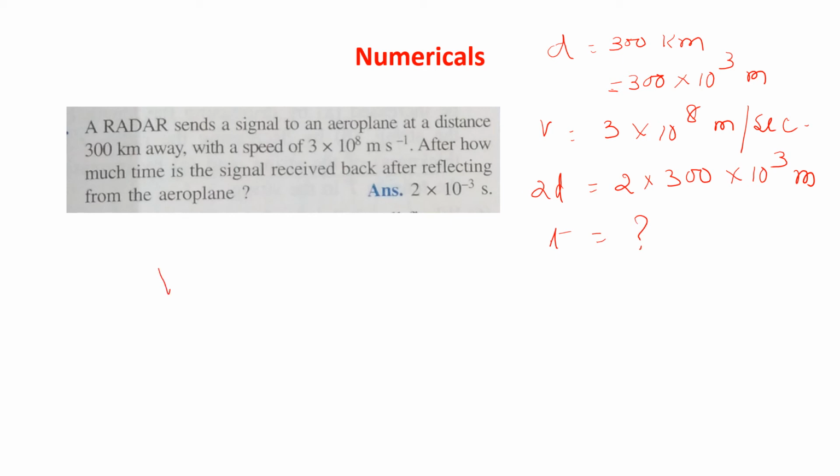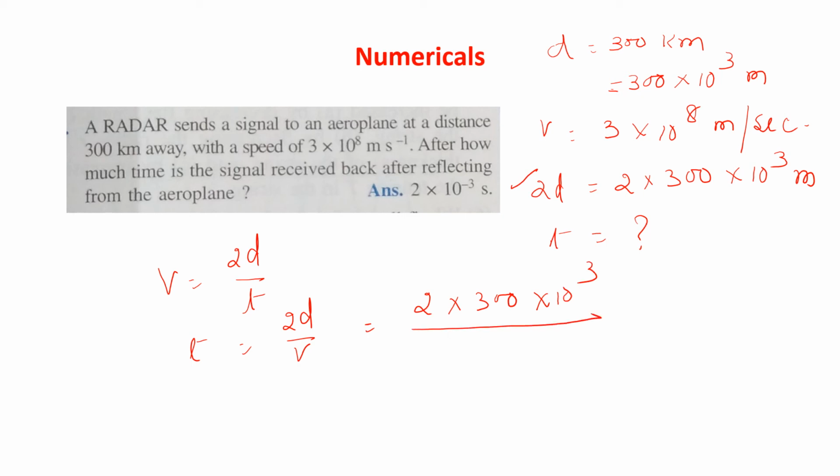The formula is V is equal to 2D by T. From there, T is equal to 2D by V. Put the value of 2D, that is 2 into 300 into 10 to the power 3, divided by V, which is 3 into 10 to the power 8. Now if you solve it, you will get the value 2 into 10 to the power minus 3 second. And this is the answer.